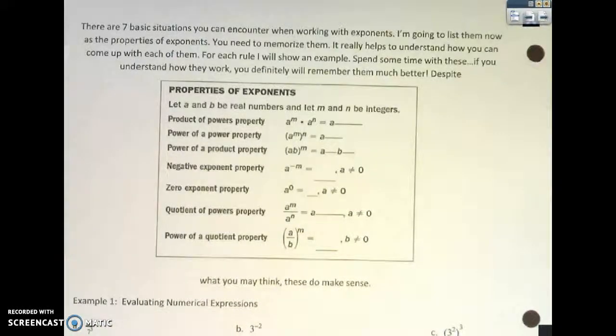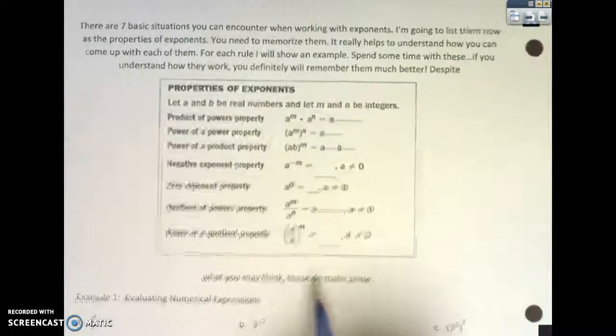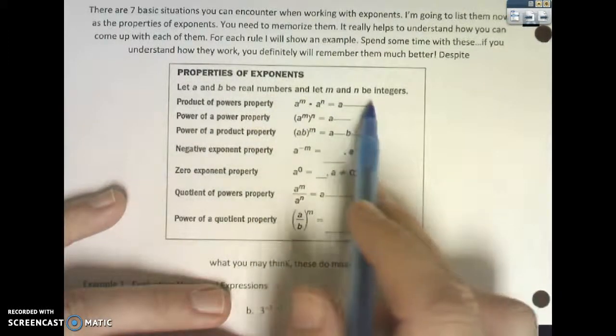There are 7 basic situations you encounter when working with exponents. I'm going to list them now as the properties of exponents. You need to memorize them. It really helps to understand how you can come up with each of them. For each rule, I will show an example. Spend some time with these. If you understand how they work, you definitely remember how to do them much better. Despite what you think, they do make sense. So, let a and b be real numbers, and let m and n be integers.